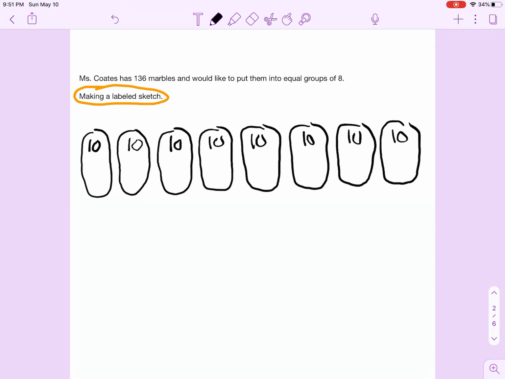And I also know that if I was to repeat that and put another group of 10 marbles in each of the bags, I would be well over 136. So let's take half of that amount. Let's take 5, and let's put 5 marbles in each bag. 5, 10, 15, 20, 25, 30, 35, 40.